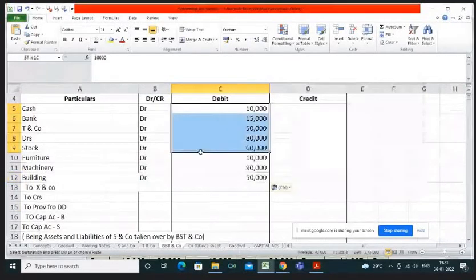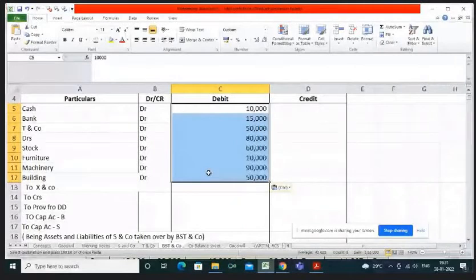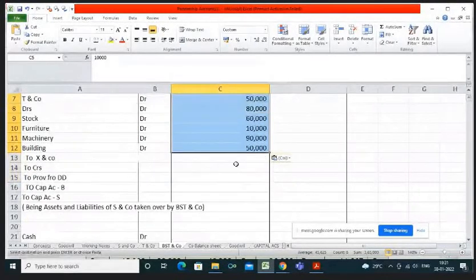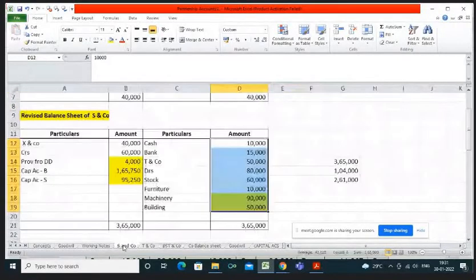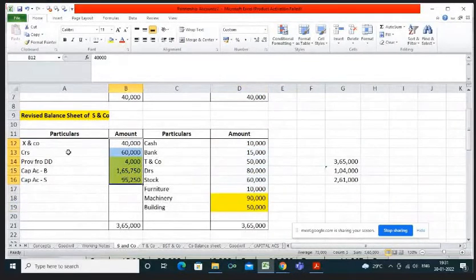So the total value will be 3,65,000. Then on the liability side, what are the liabilities taken over? That is also very simple. These are the liabilities taken over: X and Co, creditors, provision for doubtful debts, capital of B and capital of S.